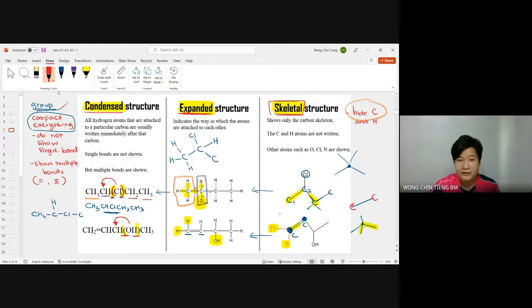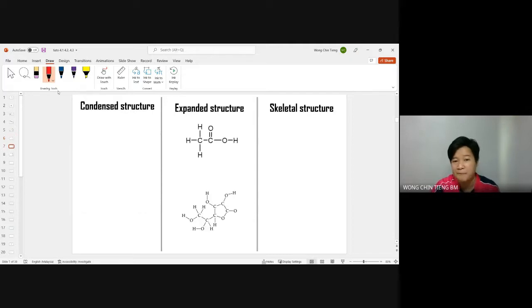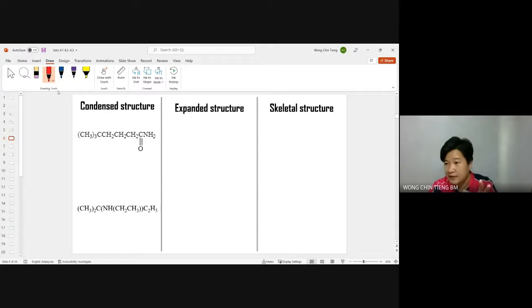No? Okay. I'll show you again a bit of structure yang mungkin nampak complicated sikit lah. Semua contoh yang saya ambil ni adalah contoh dalam soalan tutorial kamu, exercise 4.1. Dan saya pilih 2 untuk setiap satu. Okay? So you can do it together. So look at the condensed structure. Yang saya pilih memang saya ambil yang susah terus ya. Look at the bracket. So looking at the bracket over here, nampak tak CH3 bracket 3?